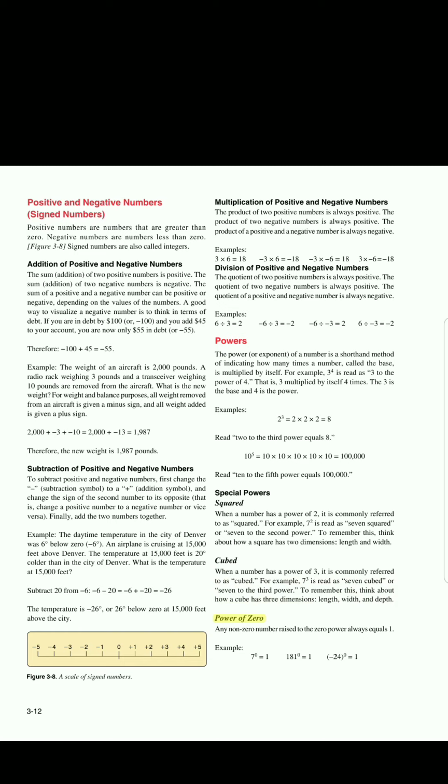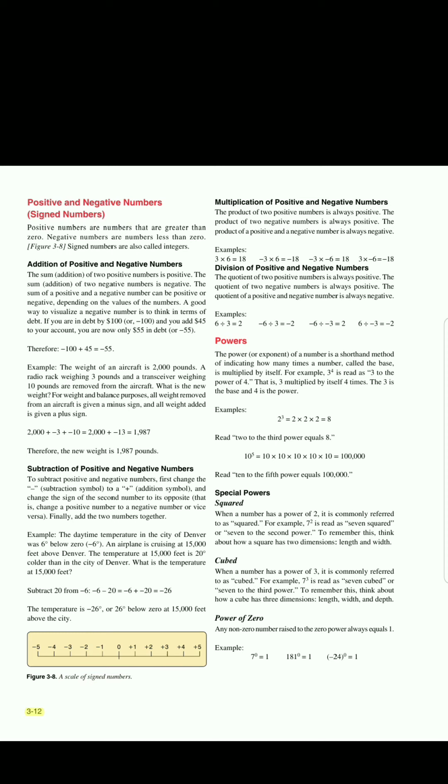Power of 0. Any non-zero number raised to the 0 power always equals 1. Example: 7 to the 0 equals 1, 181 to the 0 equals 1, minus 24 to the 0 equals 1. Figure 3-8. A scale of signed numbers.